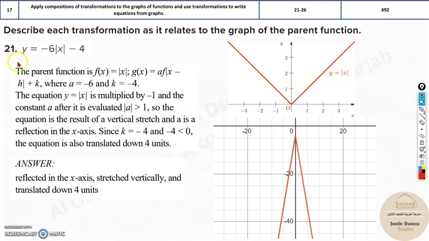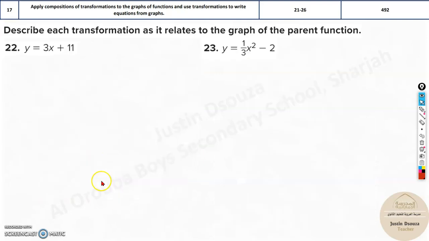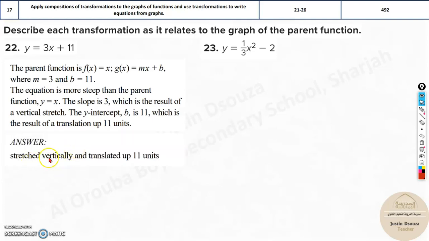Let us look into one more. I hope this is clear. So it's stretched vertically. It is reflected along the x-axis, stretched vertically, and translated 4 units down. This is the answer. What about over here? It is translated 5 units up. The slope is 3, so that means it is stretched vertically. Stretched vertically, translated up by 11 units.